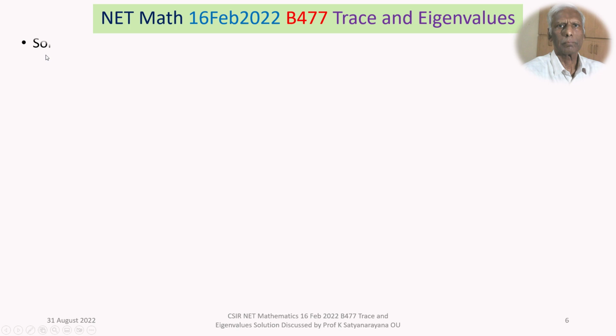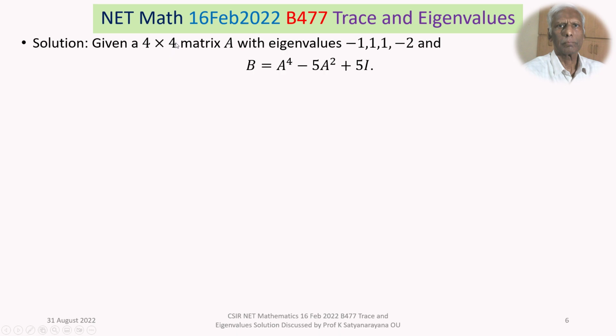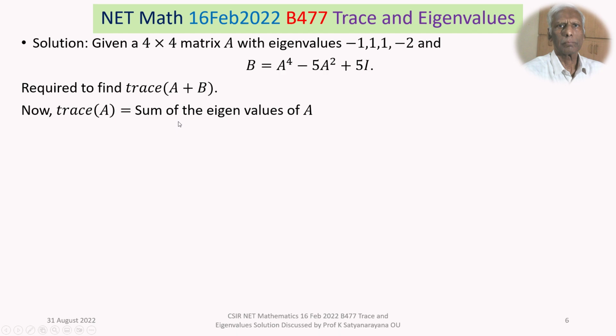We have a 4 by 4 matrix, capital A, its eigenvalues are minus 1, 1, 1, minus 2, and capital B is equal to A power 4 minus 5A square plus 5I. Required to find the trace of A plus B. Now, the trace of A can be found and it is equal to the sum of the eigenvalues of A, that is minus 1 plus 1 plus 1 plus minus 2. When added, you will get minus 1. The trace of A is minus 1.